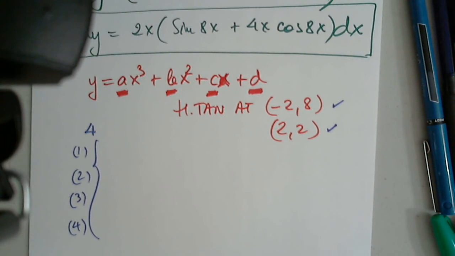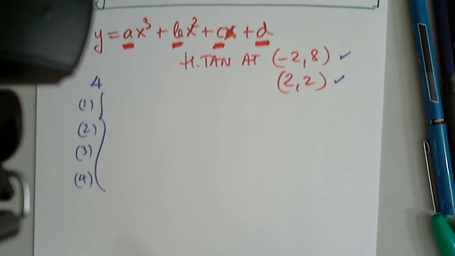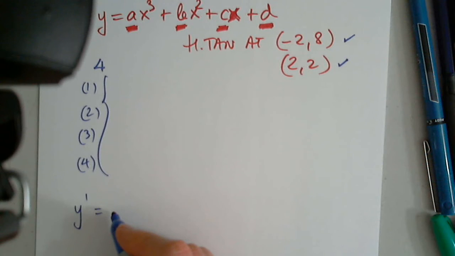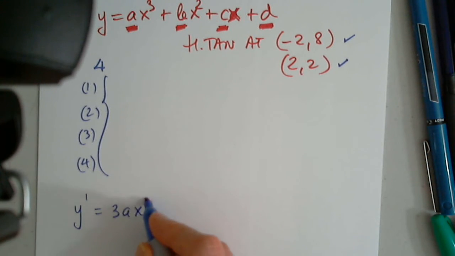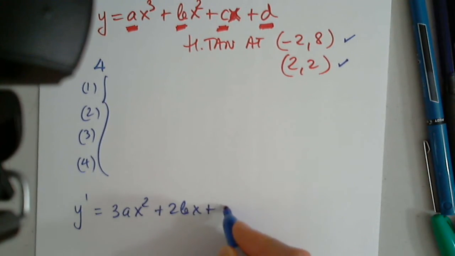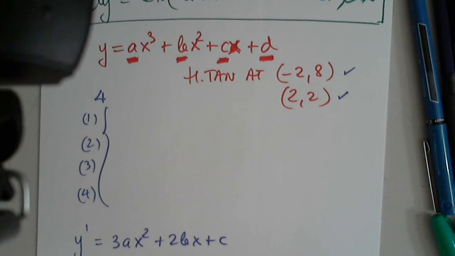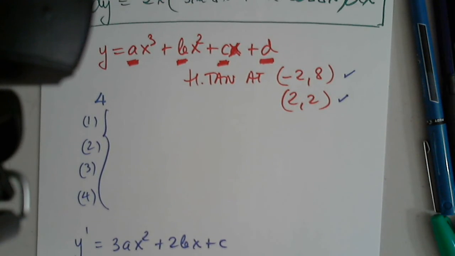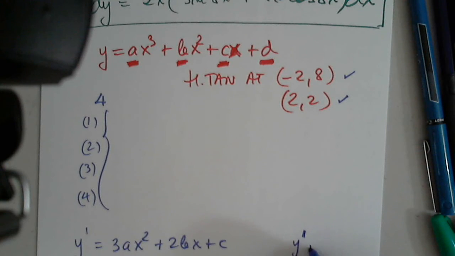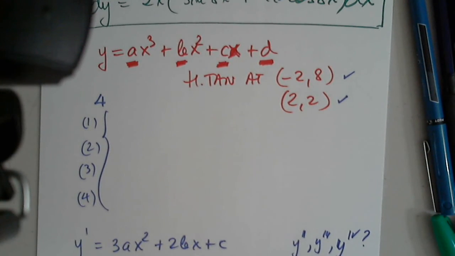Is it possible for you to find the derivative of them? Okay, y prime equals 3ax squared plus 2bx plus c. Done. Next. And then we find the second derivative, and then the third and the fourth. What for? Why would I need the second and the third and the fourth? What for? Because to find a.